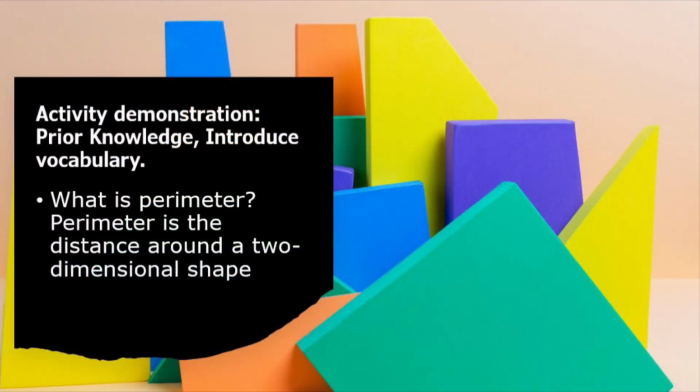For prior knowledge, we can talk about the sides of the shapes and how all those sides add up to be the perimeter. This is how we introduce the vocabulary word perimeter. We can say that perimeter is the distance around a two-dimensional shape. We can also tell the students to think of it as walking all the way around the outside of a shape, and the distance you walk is the perimeter, just to give them an idea.